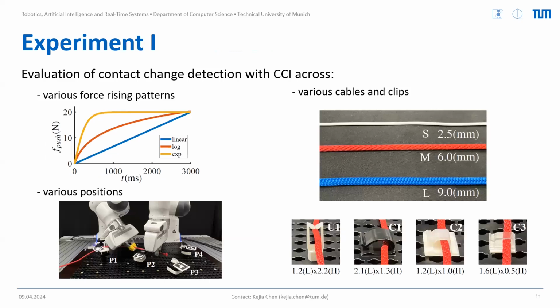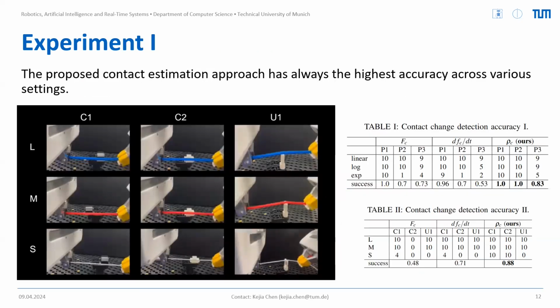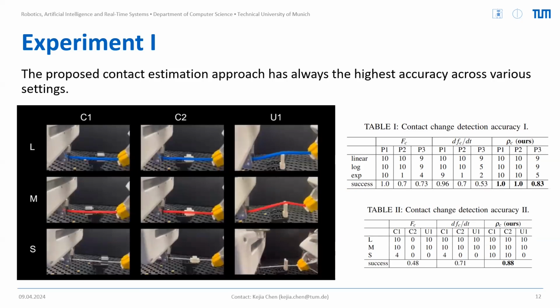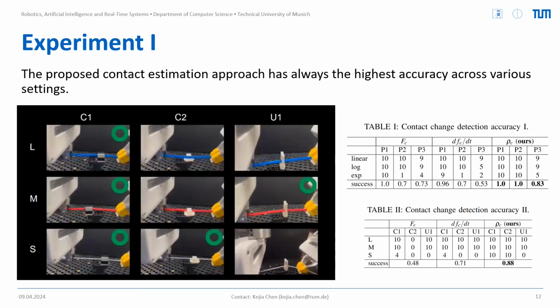Now I would like to also show some real-world experiments and results. Firstly, we conducted experiments to evaluate the effectiveness and robustness of the contact change indicators. We compare its performance to two other intuitive indicators across various force rising patterns, positions, cable sizes, and clip shapes. The video together with the statistics show that the proposed contact estimation preserves the most robust performance across various settings.